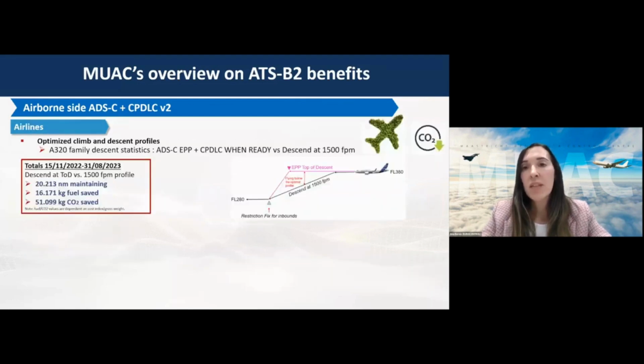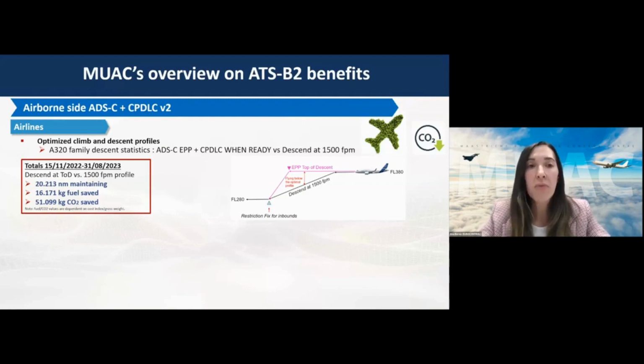For the airlines, mainly we see the benefits of having more environmentally friendly flights because they will get more optimized climb and descent profiles thanks to the display of the top of climb and top of descent. Controllers will try to accommodate to those if the traffic allows, of course. And we have here some examples. You can see in the picture that with an ATS B2 flight, usually with the EPP and CPDLC when-ready clearance, controllers can let the aircraft fly and not give a descent of 1,500 feet per minute, which is usually what happens when the aircraft is ATS B1.